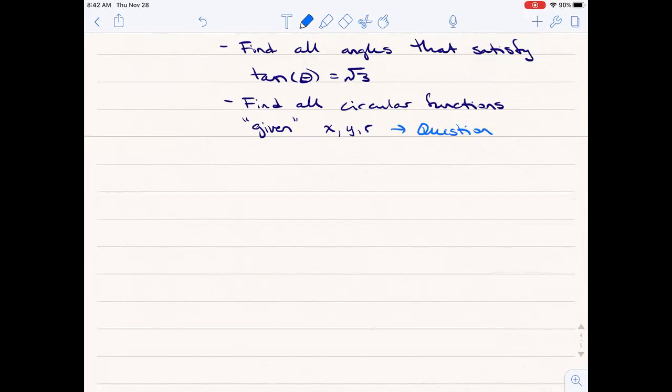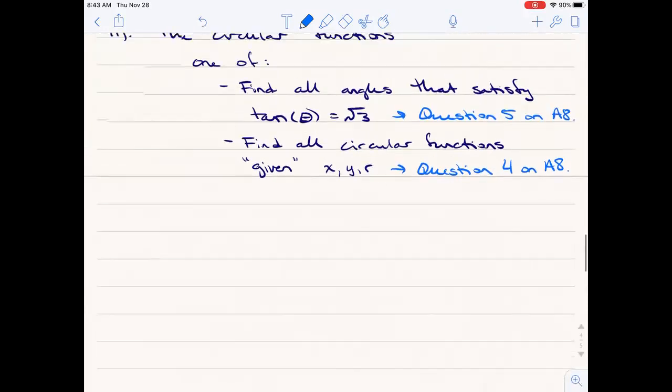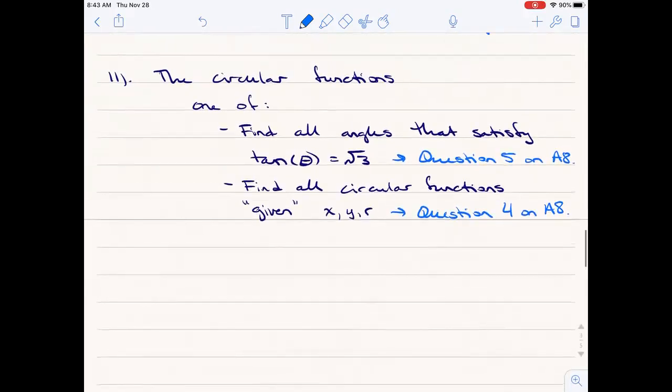Question 4 on assignment 8. And this is question 5. So I kind of did them in, I guess, a different order, but it doesn't matter.